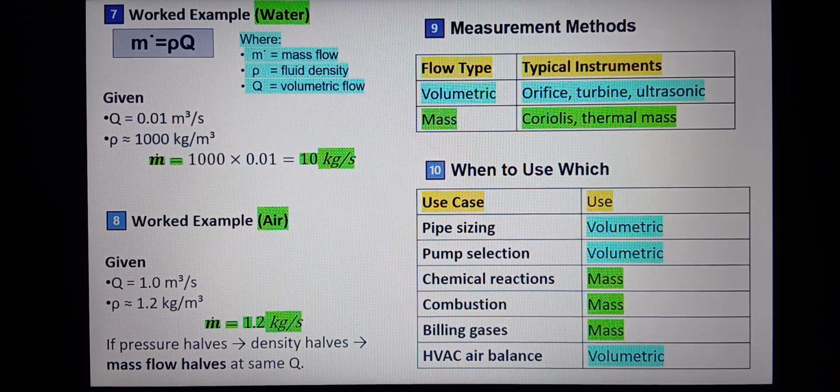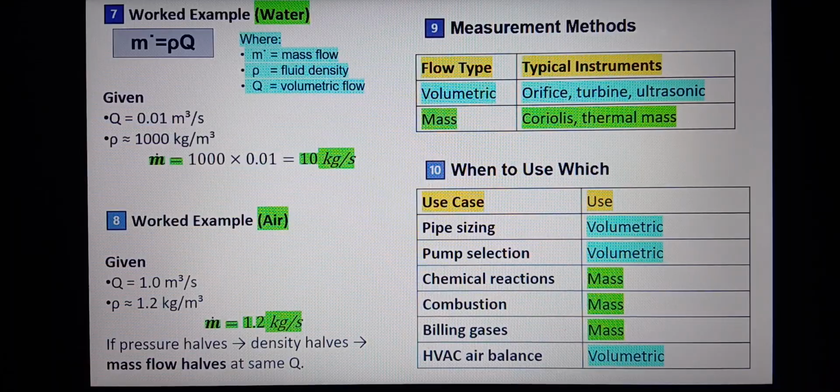Measurement methods. Flow type and the instruments that will be used. For volumetric flow, you'll use instruments such as orifice, turbine, or ultrasonic. For mass flow, you would use the Coriolis or thermal mass instruments.